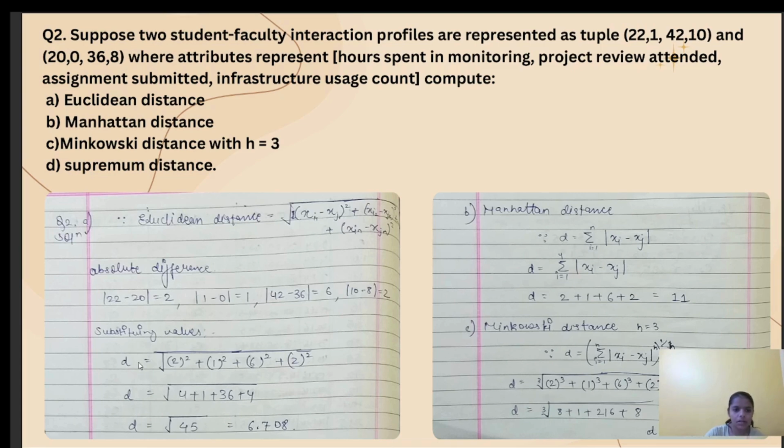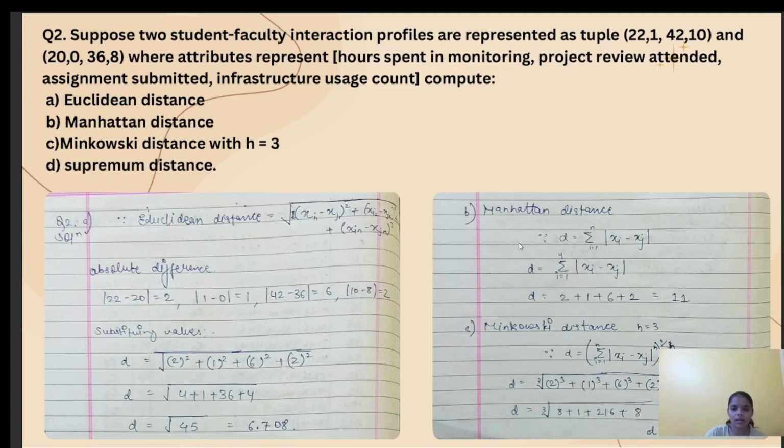So D, the distance, equals the square root of 2 square, similarly 1 square, plus 6 square and 2 square. When we add all, our distance is the square root of 45, which is equivalent to 6.70.